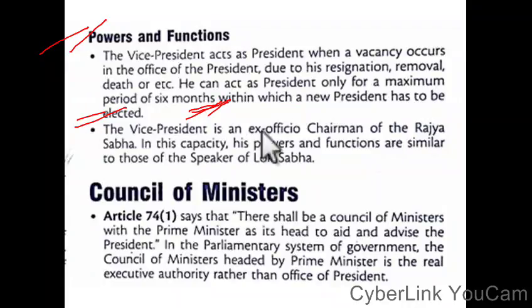The vice president is the ex officio chairman of the Rajya Sabha. In this capacity, his powers and functions are similar to those of the Speaker of the Lok Sabha.